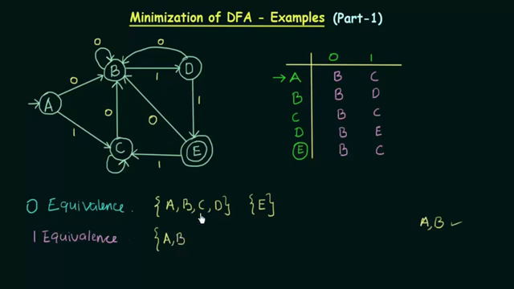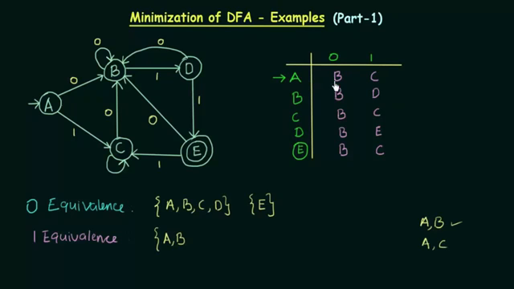Now the next one I have to check is C. We found already that A and B are 1 equivalent to each other, so you can check C with either A or B. Let me check it with A. I'll check A and C. So come to this table, A and C. On getting input 0, where does A go? It goes to B. On getting input 0, where does C go? It also goes to B.